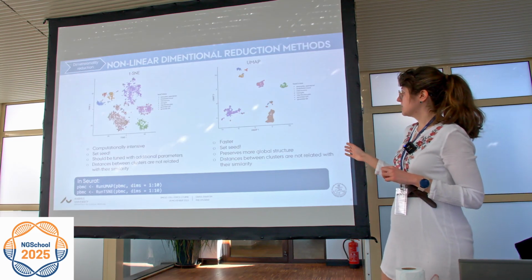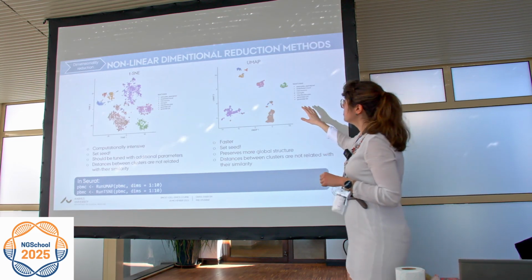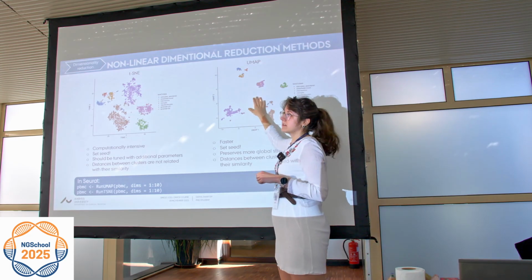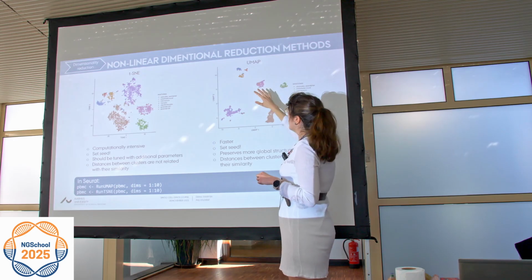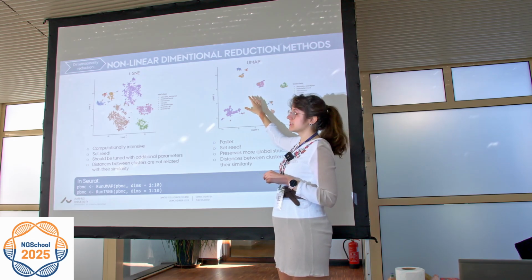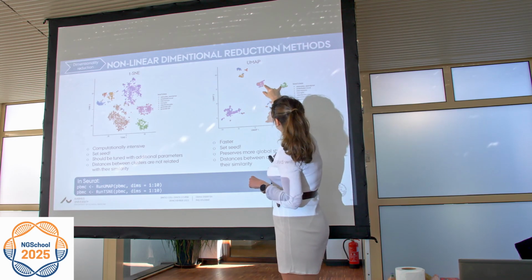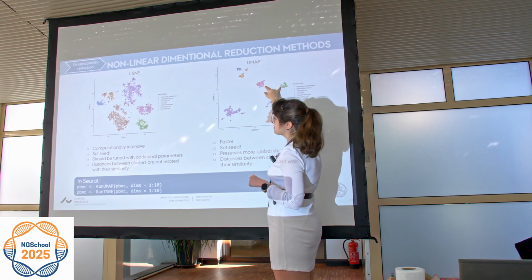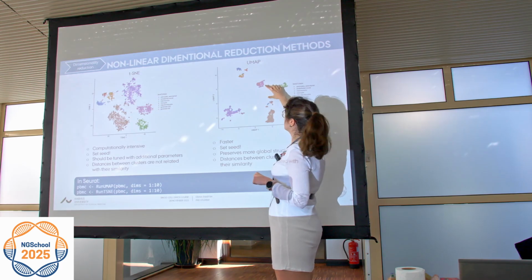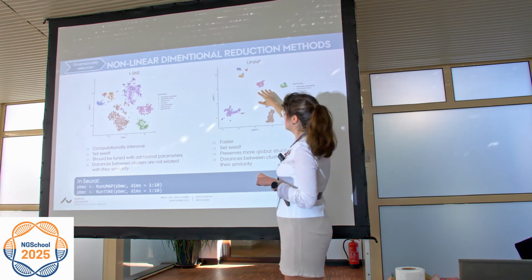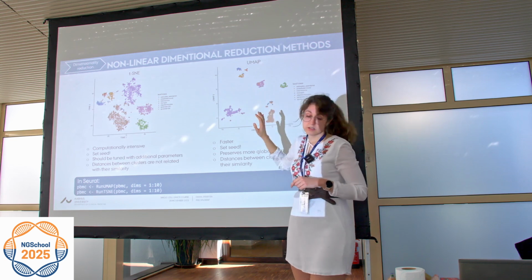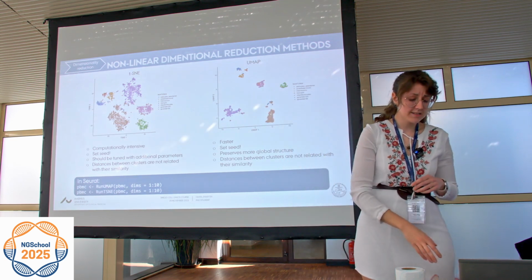Nonlinear dimensional reduction methods, UMAP or tSNE. You need to be aware that these distances do not reflect actual similarity between cells. So if this one is 2 times less than this one, it doesn't mean that these cell types are 2 times more similar than these cell types, because that's not linear. And also, this one is stochastic, so always set a seed.